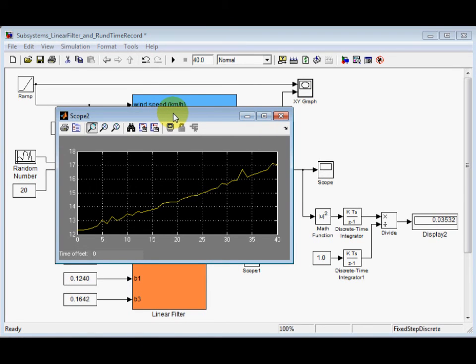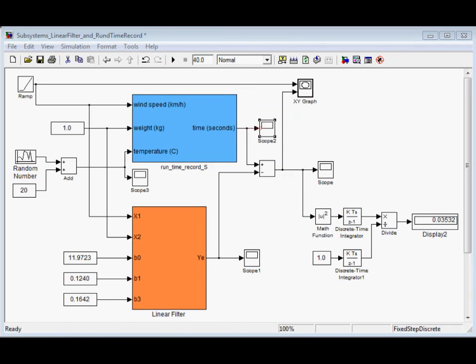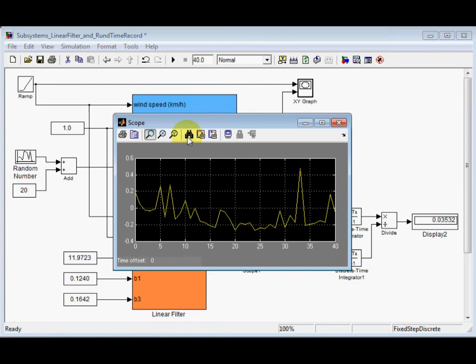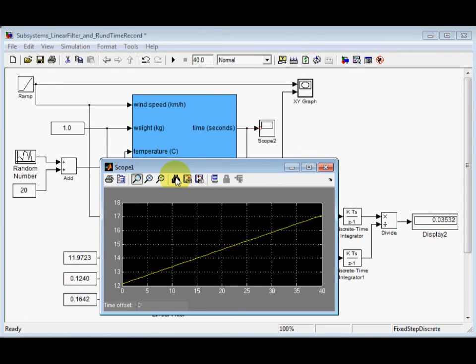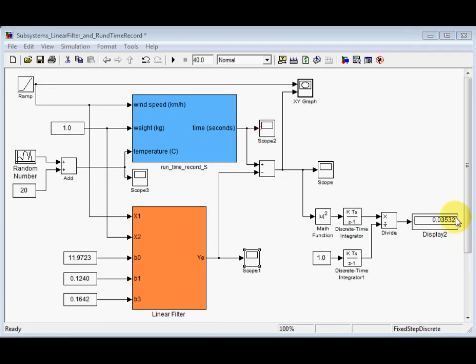Here we have the real observed time record of the athlete as the wind speed increases. Here we have the error as the difference between the observed and estimated time. This is the estimated time. It's a straight line as expected. And this part, which looks quite complicated, calculates the mean square error, which is now about 3%.